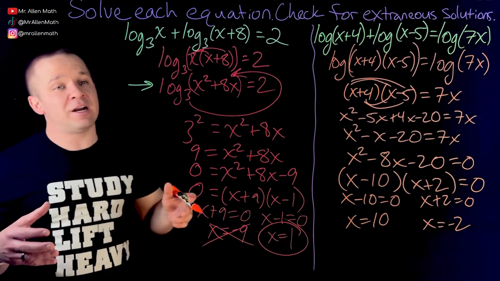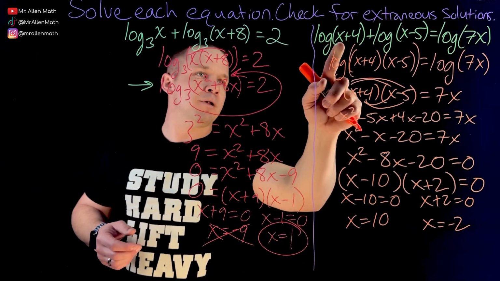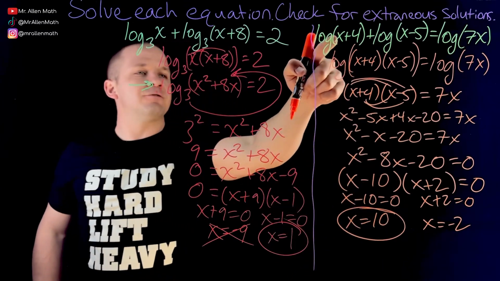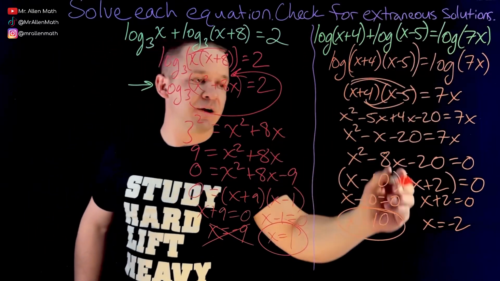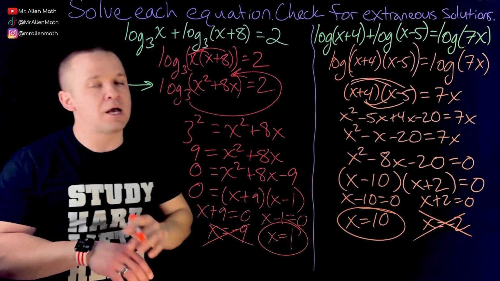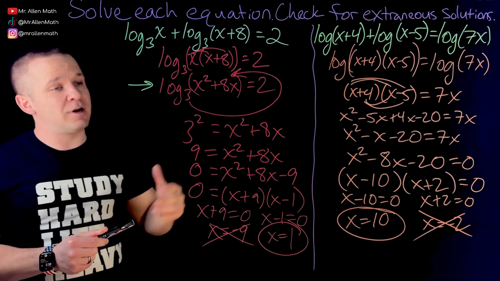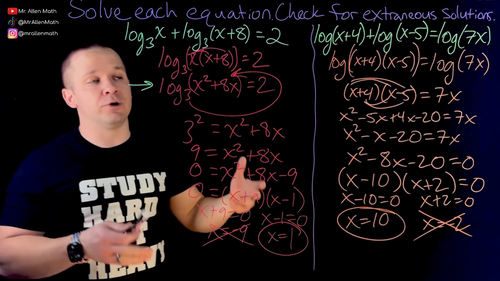And now, do I have any no-nos here, right? Are there any that are like, no, that's not going to work? 10, when plugged back in, works for all those, all positive arguments. Negative 2 works for this one, but does not work for this one or this one, right? If it doesn't work in any one of those logs, it is an extraneous solution. So negative 2 is extraneous, proper algebraic steps, but the solution does not work in the original problem.